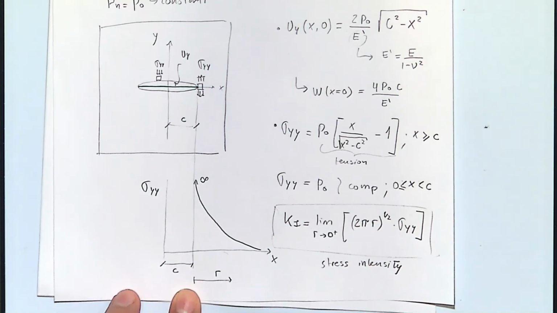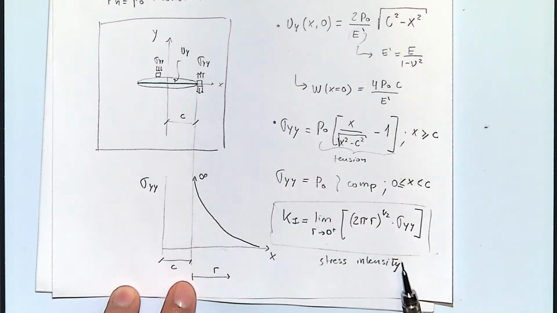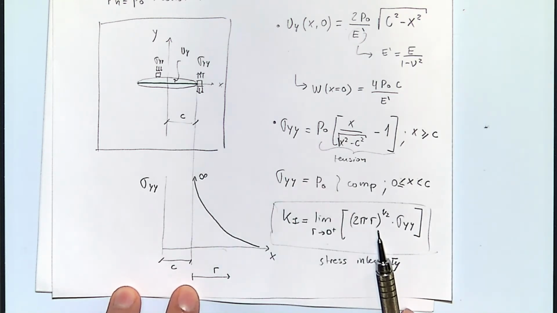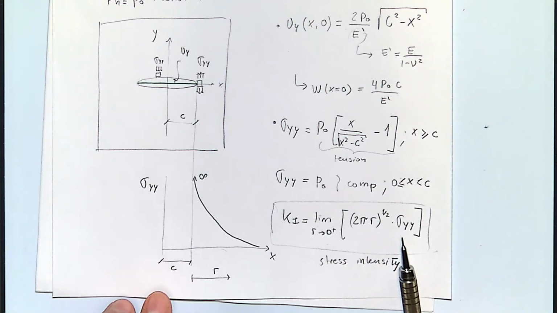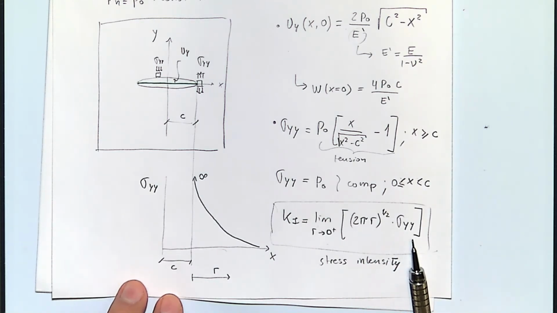So notice that as you get to the tip of the fracture, R tends to zero and sigma yy tends to infinity. What is zero times infinity? You cannot do that, right? No, you cannot do that. You cannot really multiply zero times infinity. But you can take a limit. And this is the beauty of this equation, that you will tend to a finite number when you take that limit.